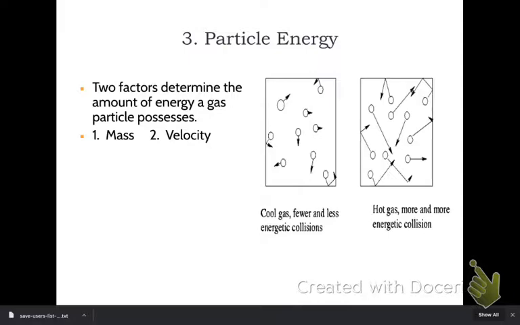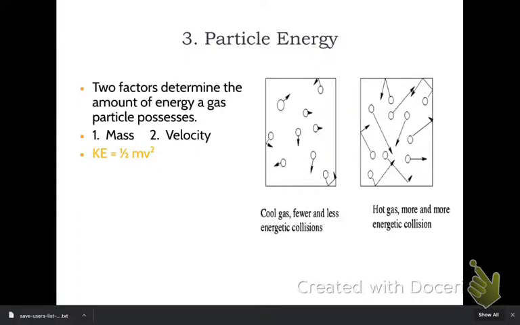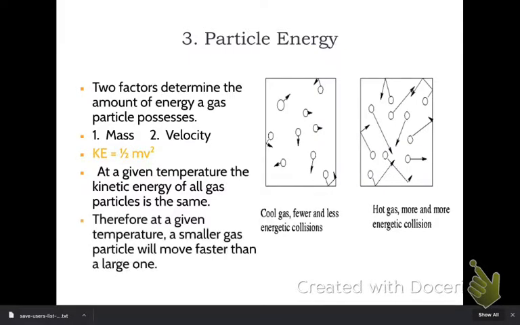The faster something travels, generally the more energy it possesses. Here's a couple examples. This is Graham's Law of Effusion. Kinetic energy equals 1/2 mv squared. Don't worry about that one. It just says that at a given temperature, the kinetic energy of all gas particles is going to be the same. So a smaller gas particle will move faster than a larger one. If we talk about average or room temperature, we're assuming every gas particle in the room has the same amount of kinetic energy.